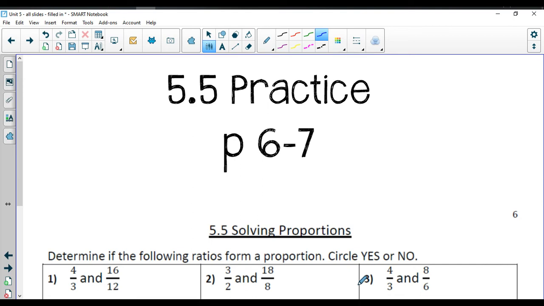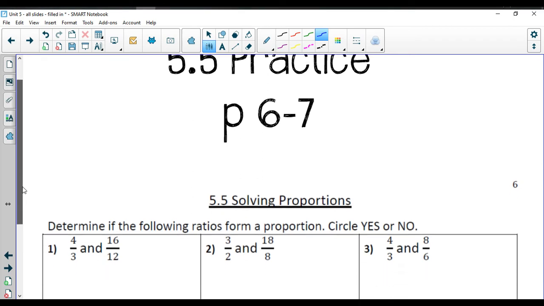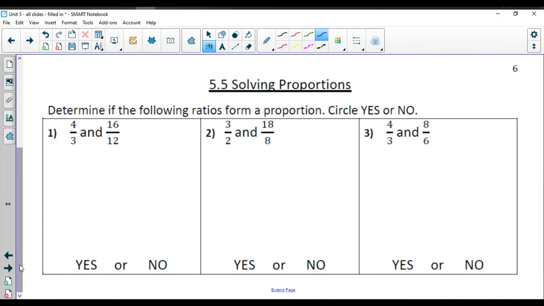All right, your lesson for 5.5 was about solving proportions. This is your practice packet. It's on pages 6 and 7. The first ones that we're going to start off are to determine if the following ratios form a proportion.